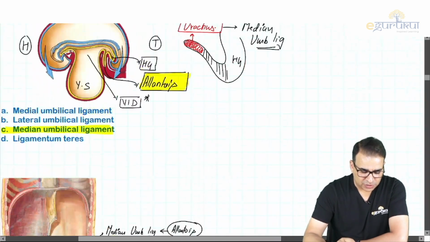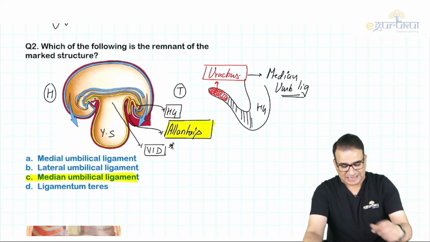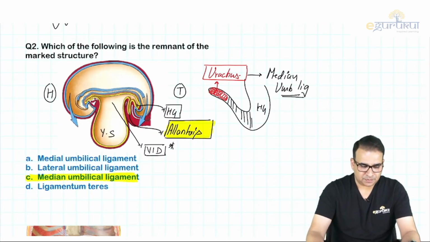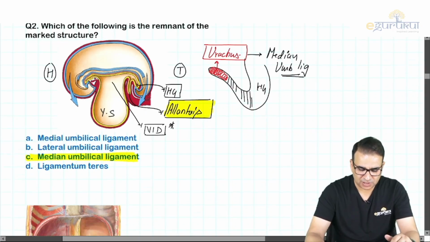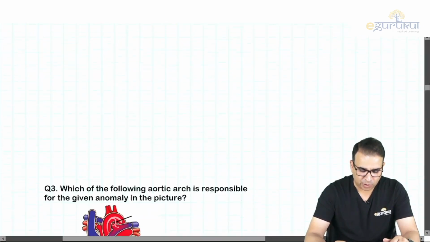So guys, for this question number 2, the answer is median umbilical ligament. Okay, moving on to the next question, the third question, which is again an embryology clinical question.